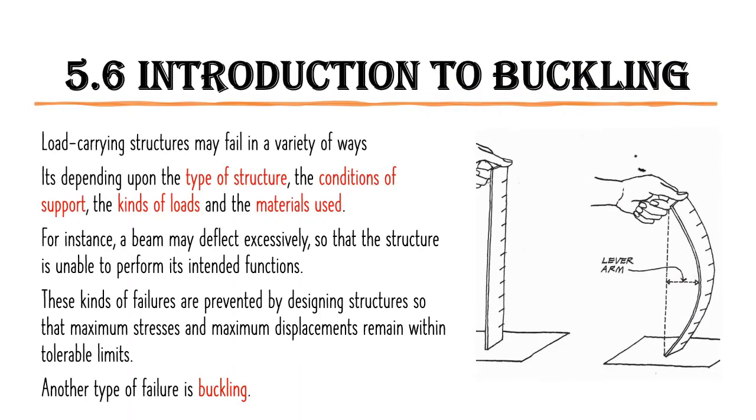(5.6) Introduction to buckling. Load-carrying structures may fail in a variety of ways, depending upon the type of structure, the conditions of support, the kinds of loads and the materials used. For instance, a beam may deflect excessively, so that the structure is unable to perform its intended functions. These kinds of failures are prevented by designing structures so that maximum stresses and maximum displacements remain within tolerable limits. Another type of failure is buckling.